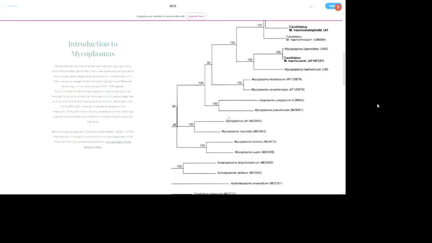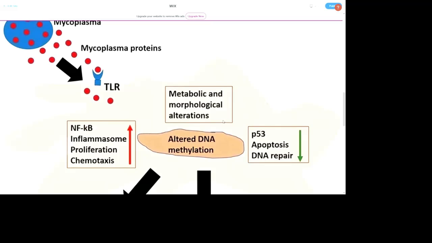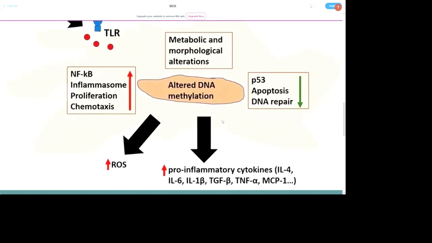Mycoplasmas evolved to reduce their genome size as much as possible, and they are especially hard to research on media in a lab. Here is a diagram of the capabilities of mycoplasmal adhesion, which shows how we can alter factors in the host cell to ensure the survival of parasitic mycoplasma.